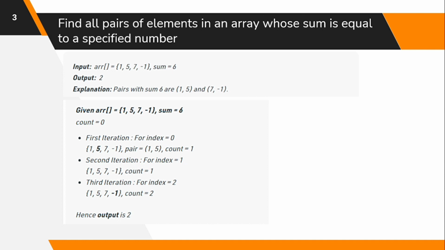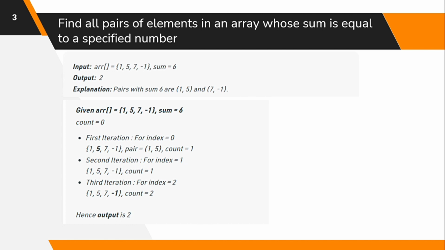For the second iteration, consider the index 1. At index 1, 5 is present, but we have already considered it, so skipping it and moving ahead. For the third iteration, index 2, 7 is present. We need minus 1 to add to 7 to get the sum equal to 6. Minus 1 is present in the array. That's why count equals 2.